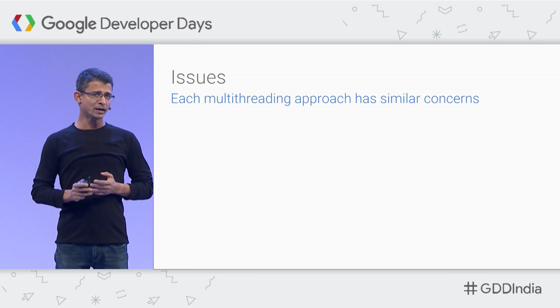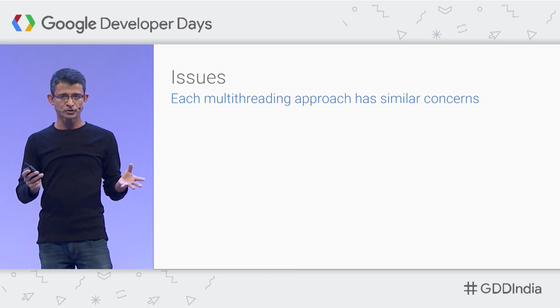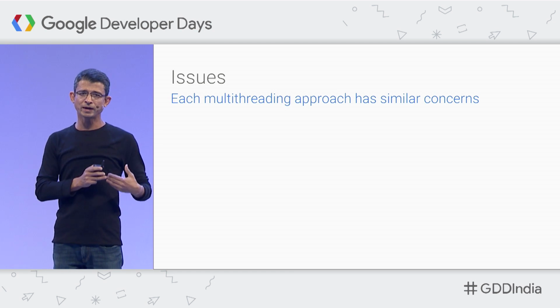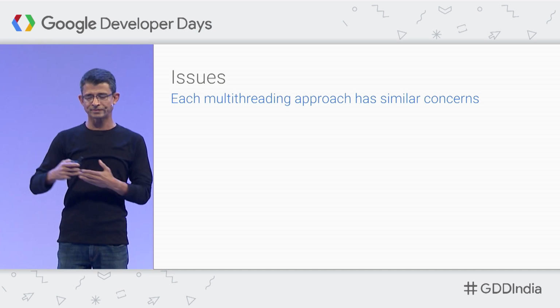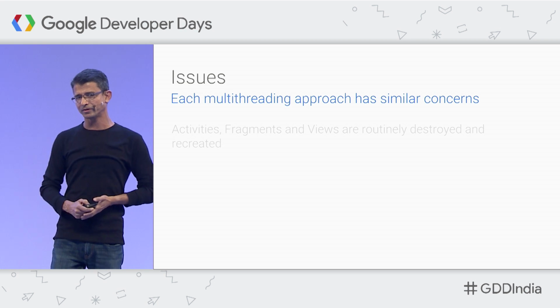So each of these multi-threading approaches has very similar issues to deal with. No matter which approach you take, you run into similar concerns. Some of them provide abstractions to help with those, whereas some, like AsyncTasks, make it easy to make common mistakes. But there are very similar concerns.